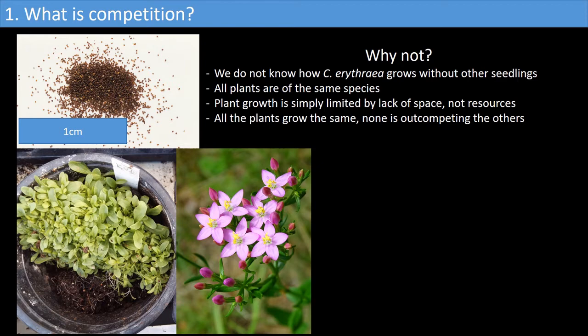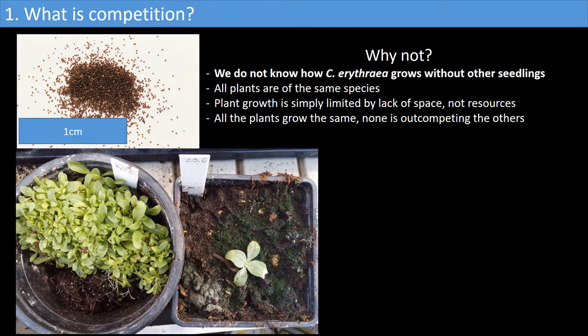You cannot say that there is competition here because you don't know what happens when the plants are not growing together. So in order to make an experiment where you can show the existence of competition, you need to compare the growth of the seedlings, all of them together, when they're supposedly competing, and the seedlings by themselves. And because this was an experiment where I was testing different germination conditions for Centaurium erythraea, I also have pots where the plants are growing individually. And you can see that there is clearly a difference, even the largest plants here are not as big as the ones growing all by themselves.